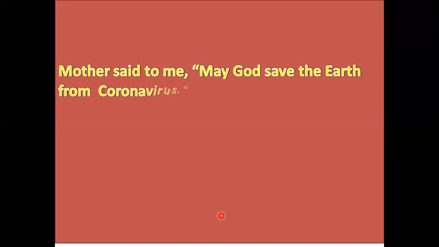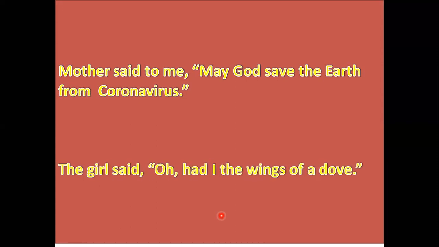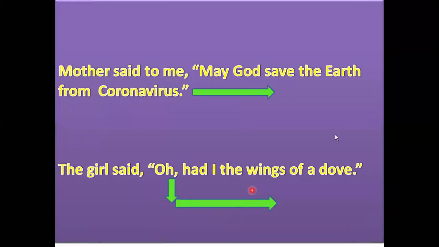The mother said to me, "May God save the earth from coronavirus." Or the girl said, "Oh, had I the wings of a dove." What do these sentences describe? Let's see. The first sentence, you can see, is expressing a prayer. And the second sentence, what is it? Can you guess? Yes, your guess is correct. It's a kind of wish.